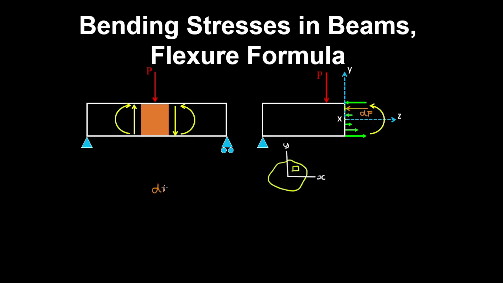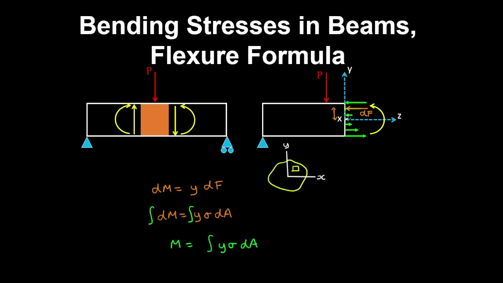So the differential moment is the moment arm from the centroid of the section, which is y, by dF. And this can be written as follows by recognizing that the differential force is the stress acting on this differential area element. And now we can integrate both sides to get an expression for the bending moment as equal to the integral of y by the stress over the differential area.